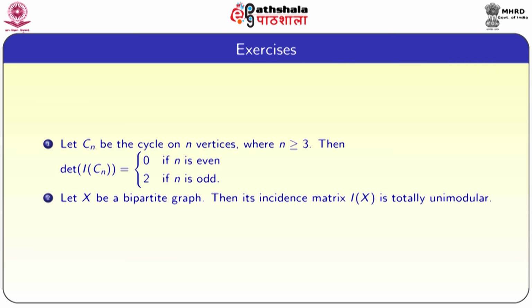So, earlier we showed that Q of x is always totally unimodular, but I of x is also totally unimodular whenever x is a bipartite graph.